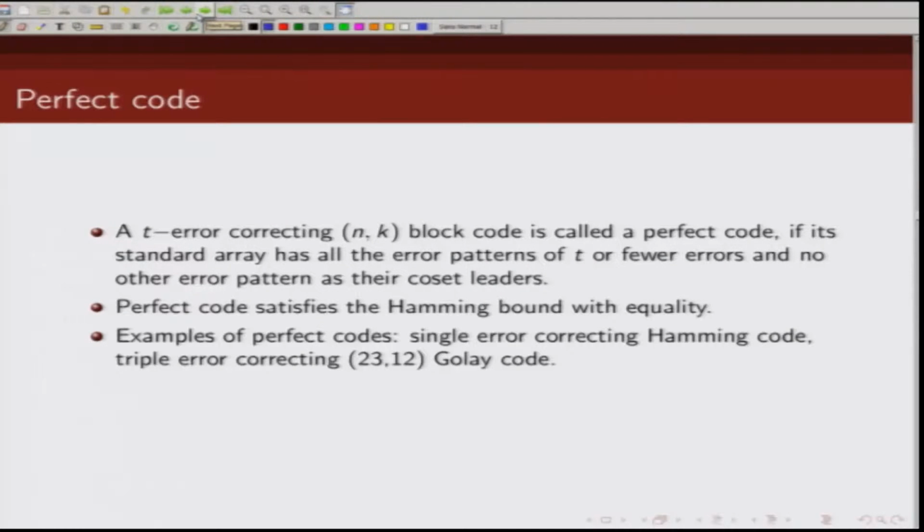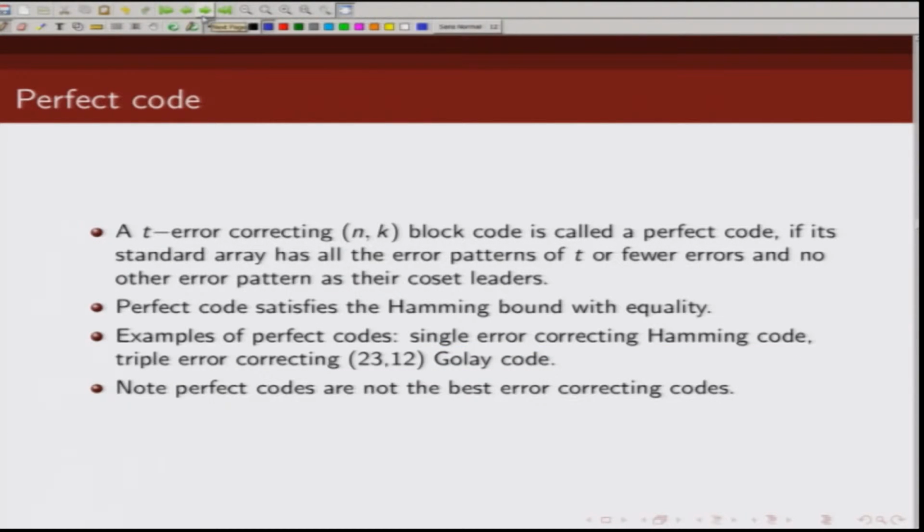Now, examples of perfect code are, for example, single error correcting Hamming code or triple error correcting (23,12) Golay code. Now, I just want to caution you that perfect code does not mean that these are the best possible codes. So, do not confuse perfect code as the best possible error correcting codes.